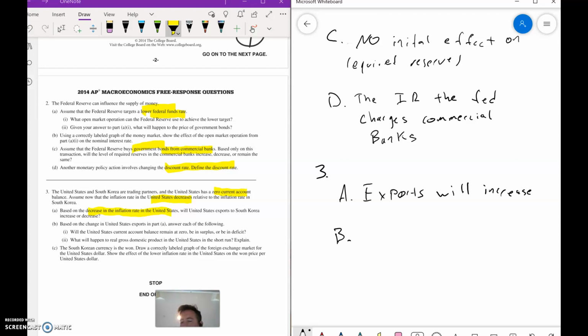B, it says, based on the change in exports, will the U.S. current account balance be at 0, surplus, or deficit? What will happen to real GDP in the U.S. in the short run? And you got an explain there. So a little bit more you have to write. So for B1, you should have correctly said that the account will be in surplus. Why? Because they're buying more of our stuff. For 2, you should have correctly said that GDP will increase because of net exports increase.